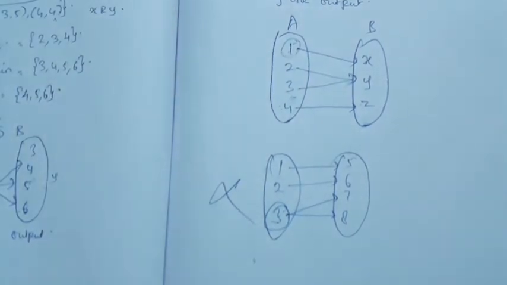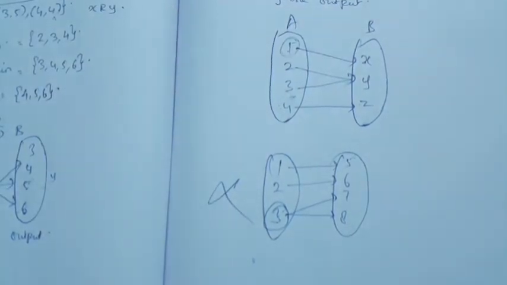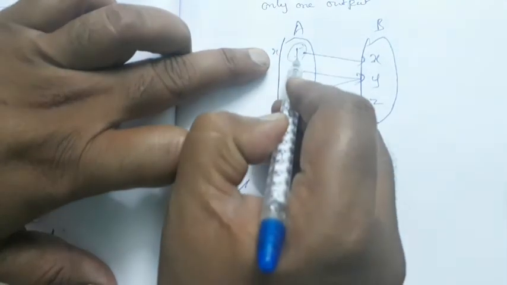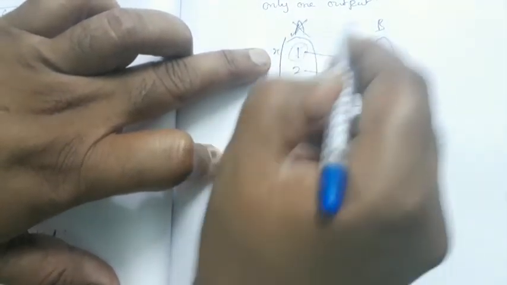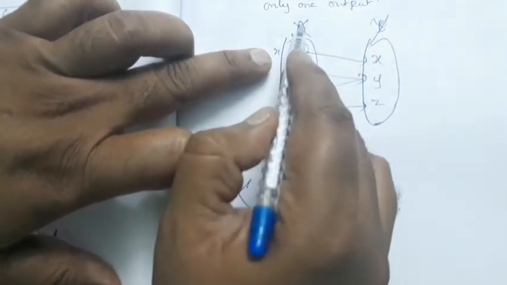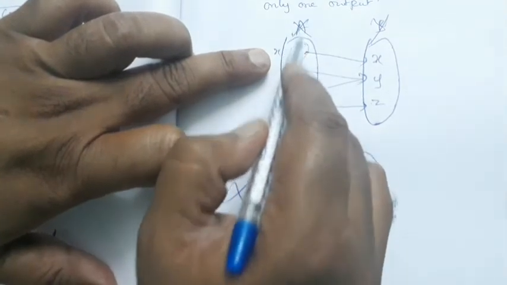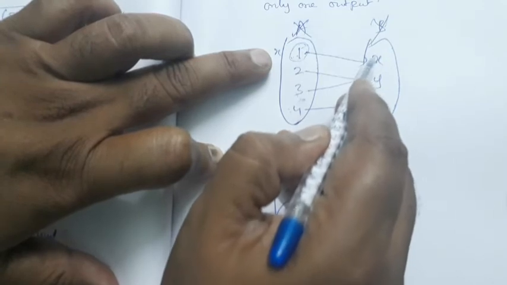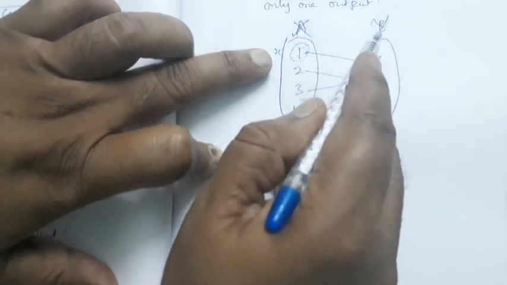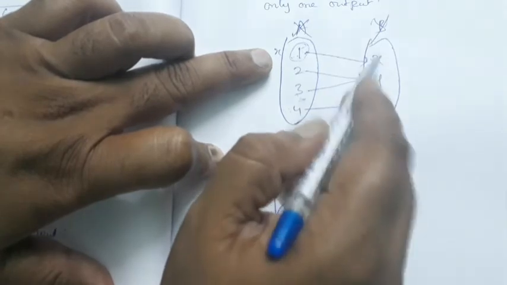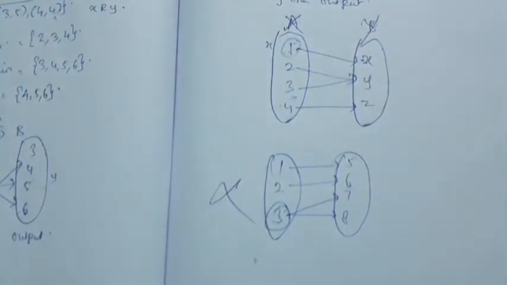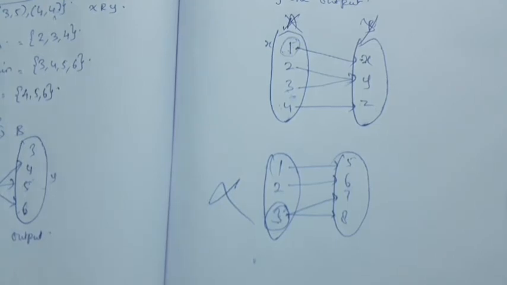So what is a function? A function is a relation between two non-empty sets X and Y. It is called a function from X to Y if for each x from X, there exists only one y belonging to Y, such that (x, y) belongs to the function. If you get only one output for one input, then it is considered as a function.